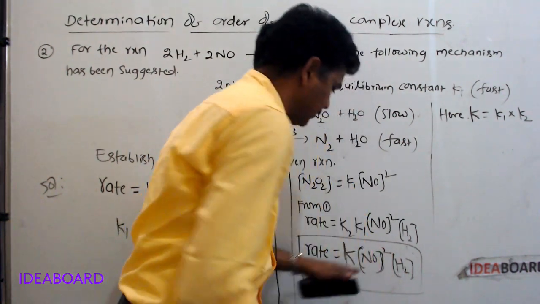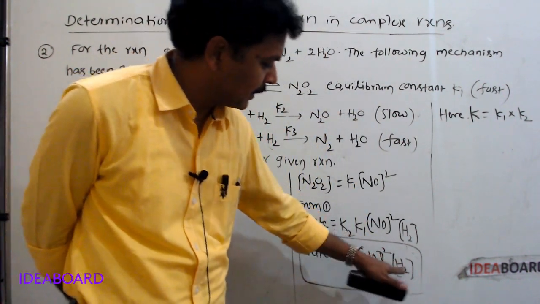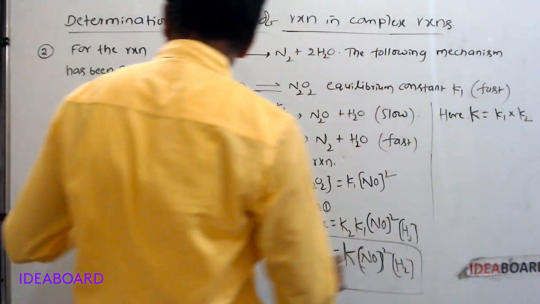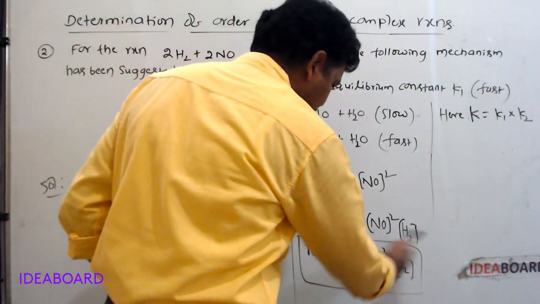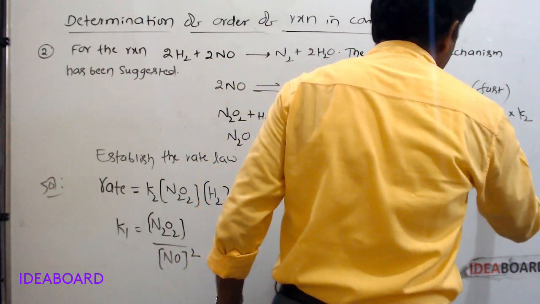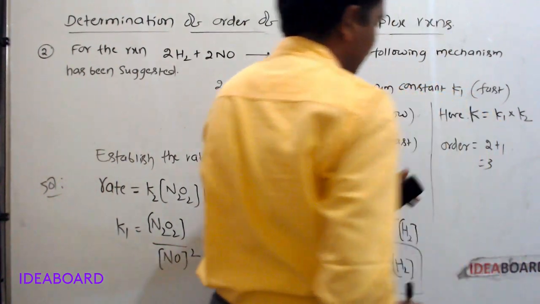Then order of reaction with respect to NO is 2, with respect to iodine is 1. So overall order of reaction is 2 plus 1, 3. This is the rate law. Even order also we can write: order is equal to 2 plus 1, 3. Third order reaction.